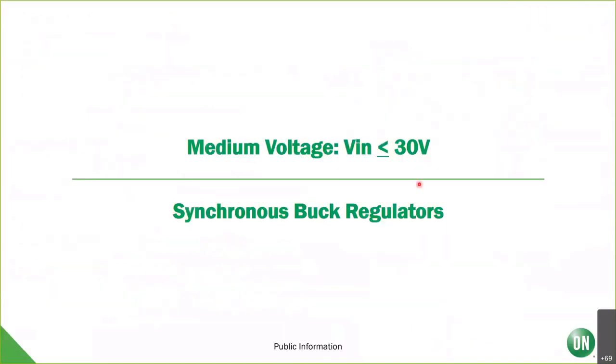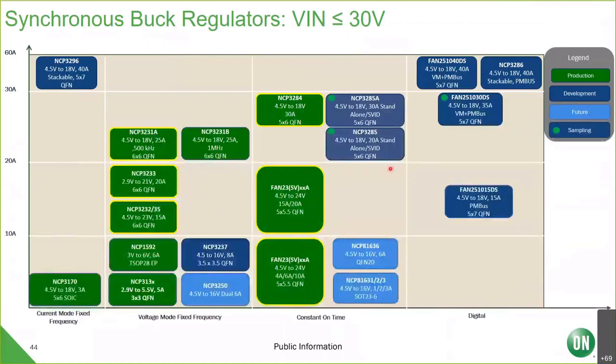Now to move to higher input devices, these are asynchronous bucks with VINs going up to 30 volts. So you can see we've got a number of different topologies on the x-axis and the output currents on the y-axis. So we go up to 40 amps with the NCP3296. Everything in green is in production, dark blue with the dots is sampling, and dark blue without the dots is in development.